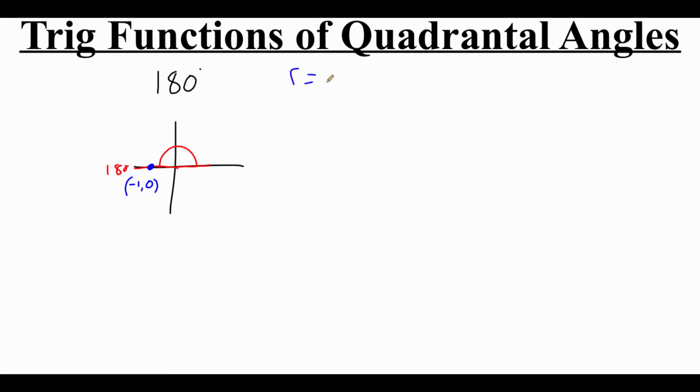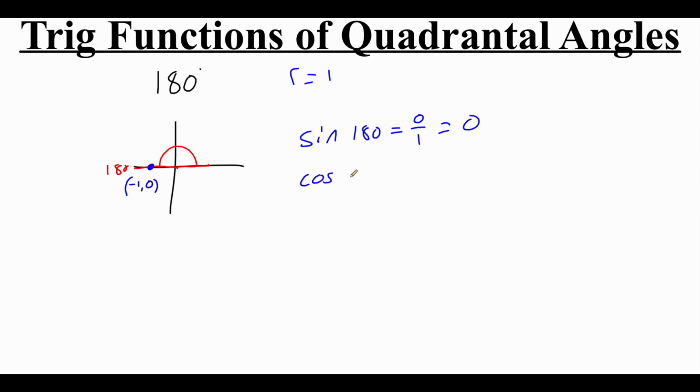And as far as the r value goes, we said with these quadrantal angles, it was just going to be how many spaces we were away from 0. So we went left 1 space. So even though my x value is negative, my r value is just going to be +1. So now if I want to do the sine of our 180-degree angle, I take the y value of 0 divided by the r value of 1. So the sine of 180 is 0.